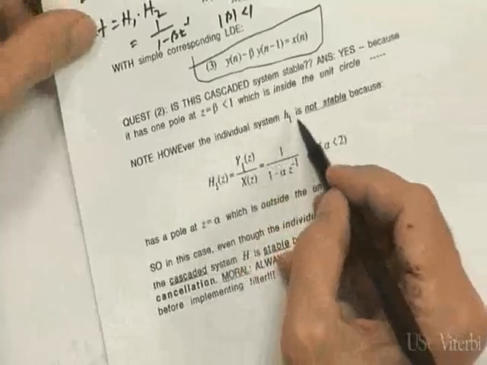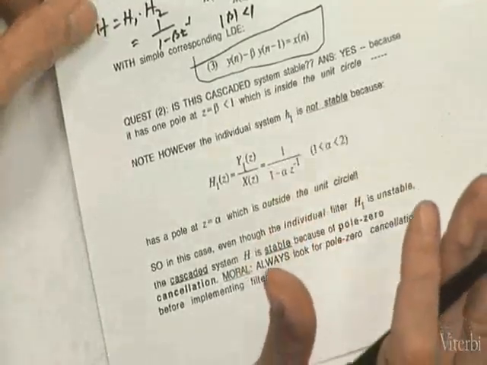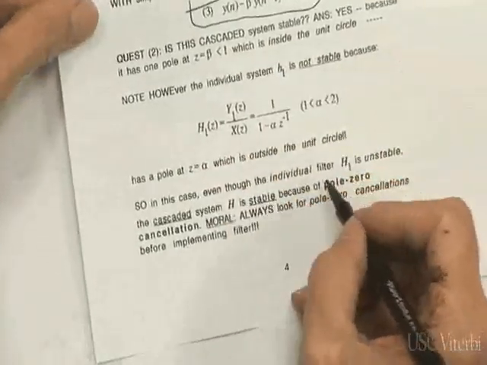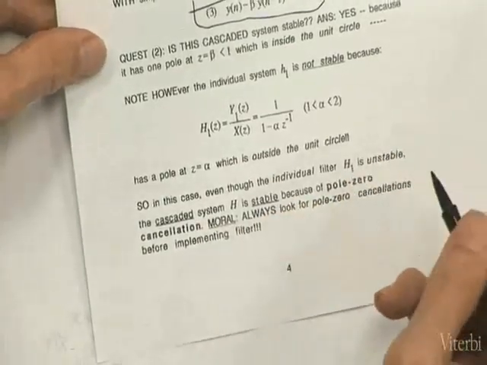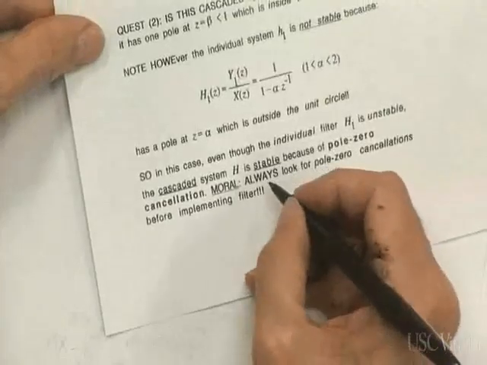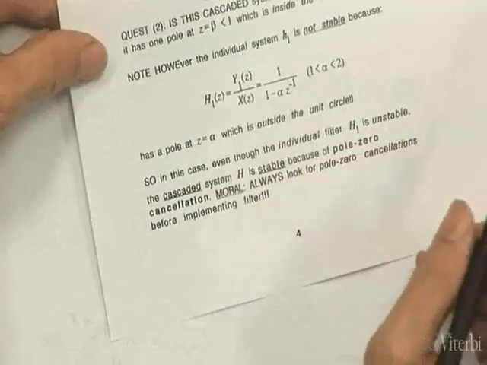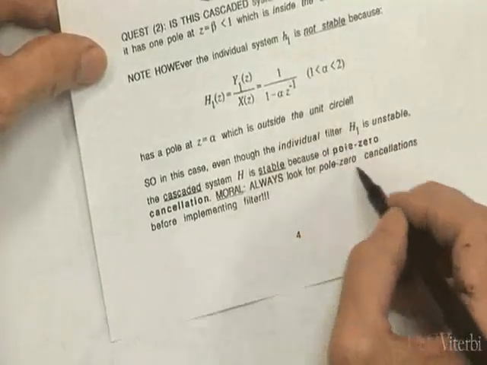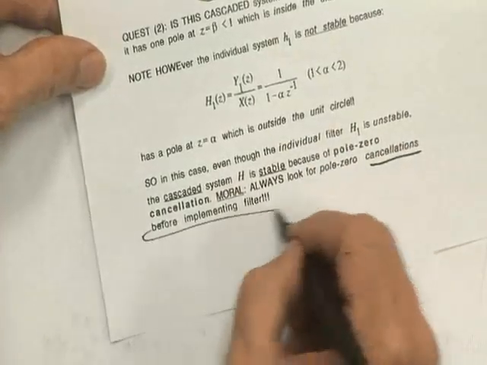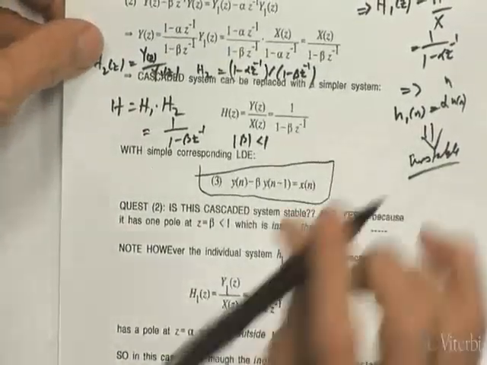However, the individual system, the H1, it's not stable. So in this case, even though the individual filter is unstable, the cascaded system H is stable. So always, the moral, always use Z transforms. It's the best way to go. And when you do Z transforms, always check for pole zero cancellations before implementing the filter. Do not implement it as a cascade of a stable and an unstable filter. Implement it like this, okay? Use that overall system function.